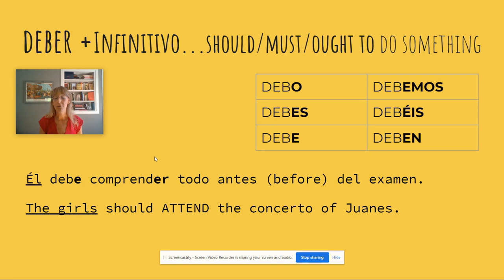Now, one of our new ER verbs, we have deber. Deber is should, must, or ought to. And notice, instead of our AR endings, we have to use our new ER endings. So let's review. O, es, e, emos, éis, en. Again, o, es, e, emos, éis, en. Remember that the left side is always singular and the right side is always plural. So our example, él debe comprender todo antes del examen. Él debe, he should. And what should he do? Understand everything before the exam.